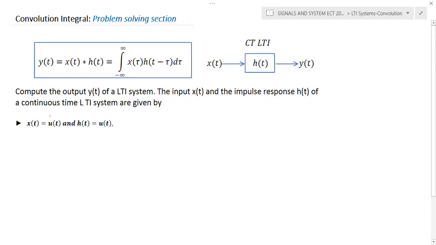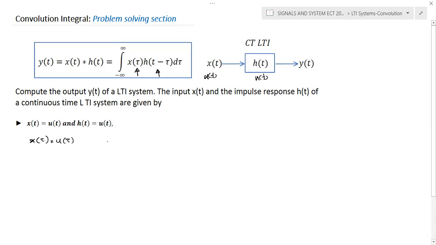Here the input of the system is u of t, and the impulse response of the system is also u of t. Now we need to find what the output y of t will be. There are actually two terms we require: x of tau and h of t minus tau. This is the convolution integral equation, and x of t and h of t are given. Now the equation is the integral from minus infinity to infinity of x of tau into h of t minus tau d tau. And from this equation, you can take x of tau, which is simply u of tau.